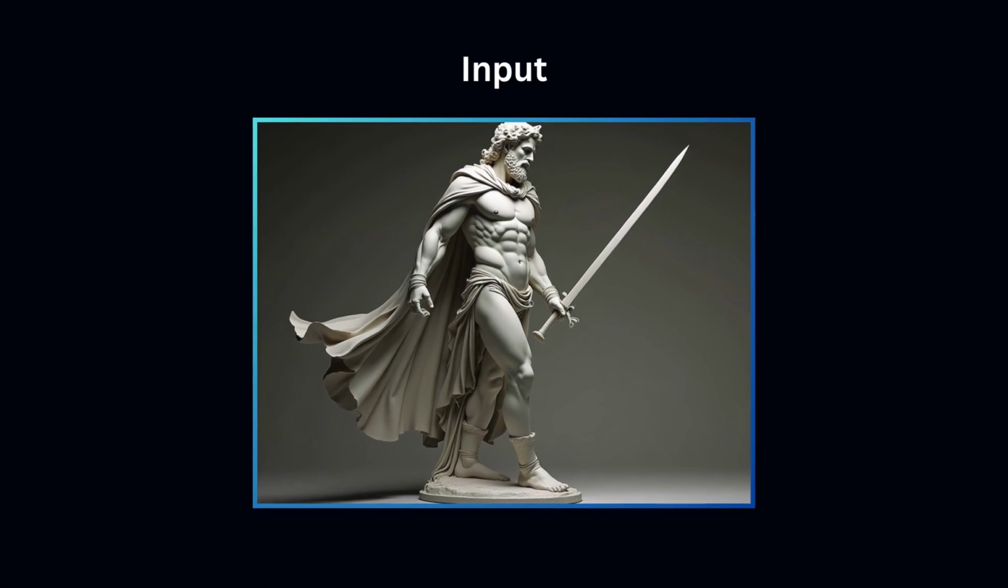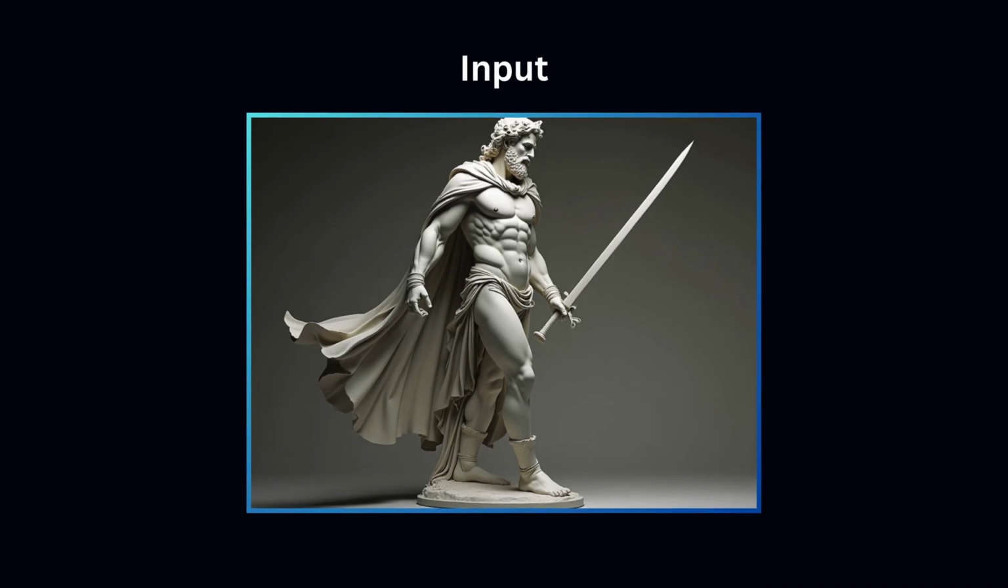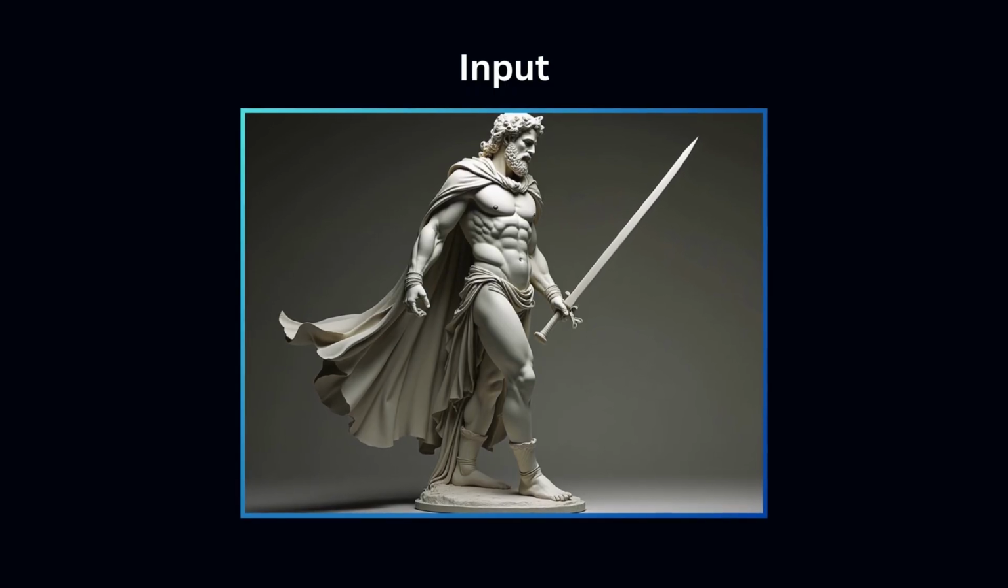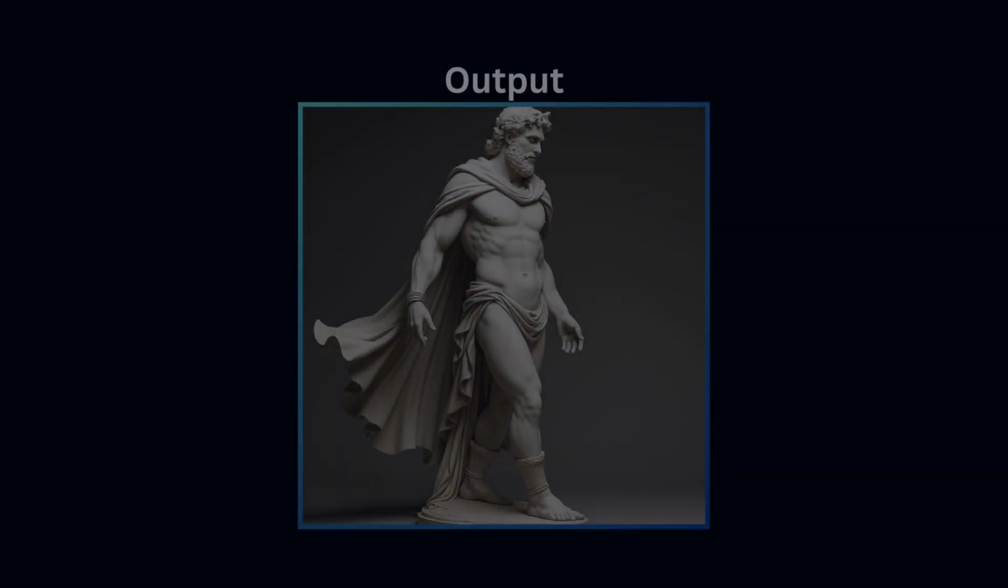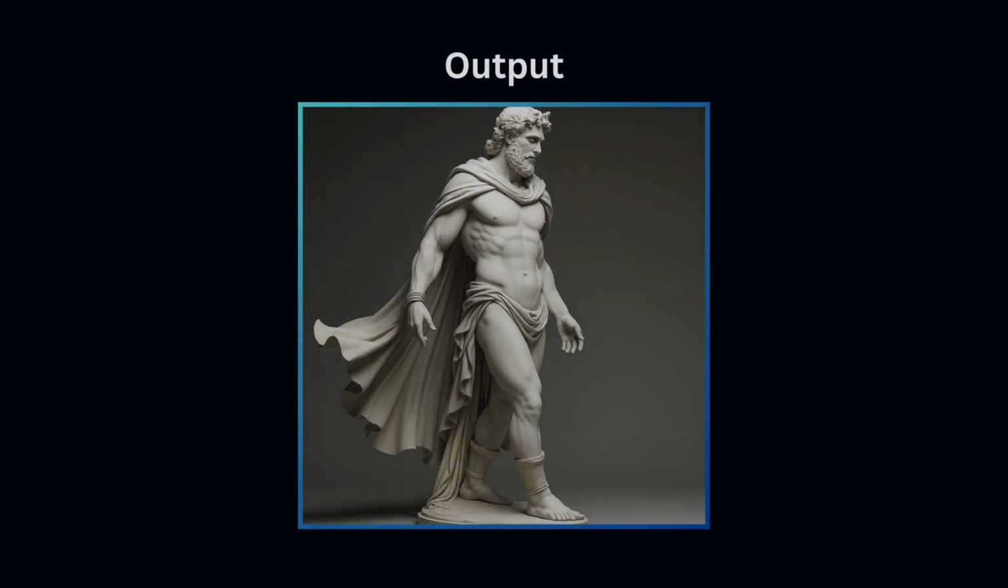Yep, that's Flux Kontext doing object removal. All I did was drop the image into Promptus and prompt it, remove the sword, keep everything else the same. It didn't just delete the object, it actually reconstructed the hand, the cape, the lighting, all in the same visual style. That's what's so powerful here.